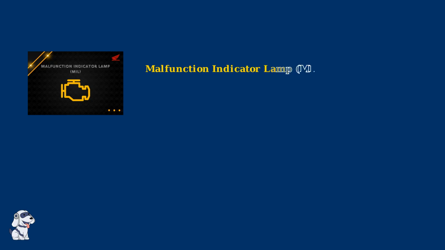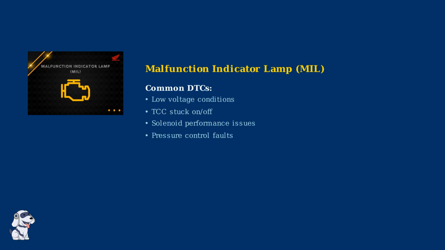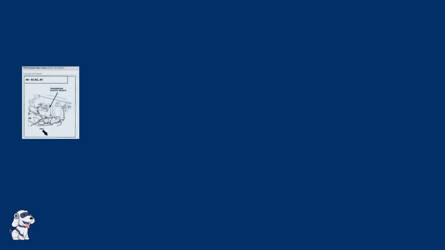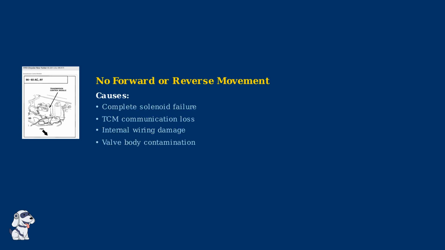When a TEHCM begins to fail, it produces specific symptoms that technicians must recognize quickly. Early detection of these warning signs can prevent catastrophic transmission damage and costly repairs. The first and most common symptom is the illumination of the malfunction indicator lamp, or check engine light. This warning light appears when the transmission control module detects specific diagnostic trouble codes. A complete loss of forward or reverse movement indicates severe TEHCM failure.